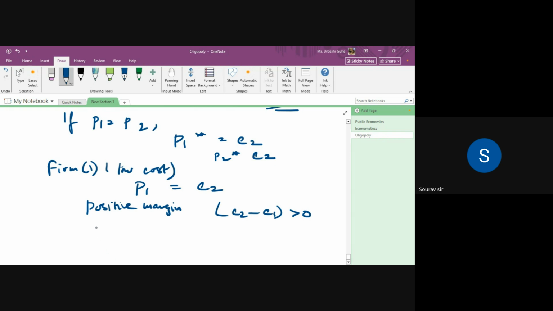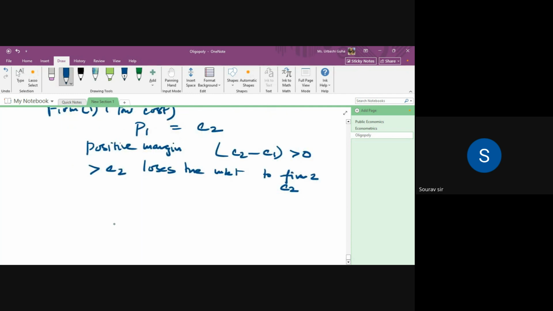But if it deviates up to greater than C2, it will lose the market to firm 2. That is at C2. So profit is C, because P1 is equal to C2. Like that, it would be deviating down to less than C2. Why? To keep the whole market.